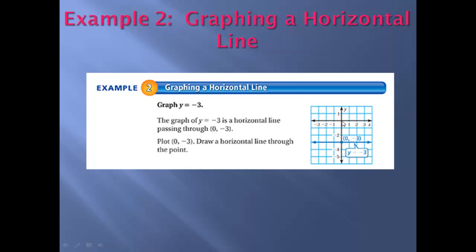So if we're at 0, 0, we would plot 0, -3. Since the first number is 0, we don't go left or right, but then we would go down 3. 1, 2, 3. This would be the point we're plotting, and then we'll draw a horizontal line that would go through that. So this would be our line that we would be drawing. This is the graph for y equals -3.